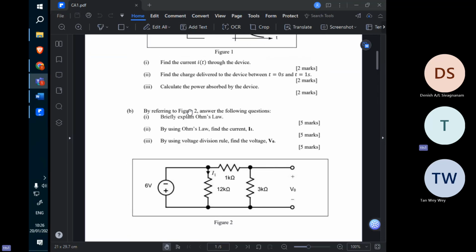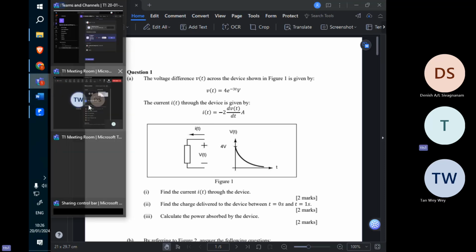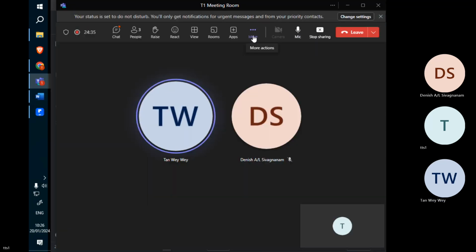So let's start from something simple. I think we can start from here, no problem. Question 1. All right, let's start from question 1, shall we? All right, let's see.